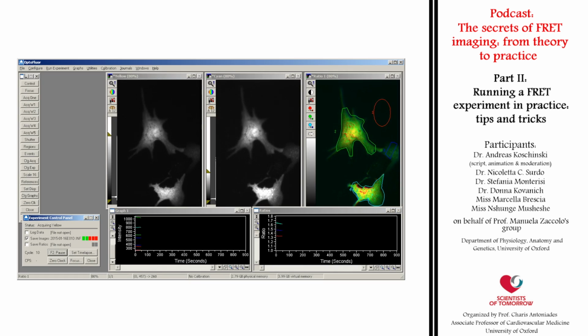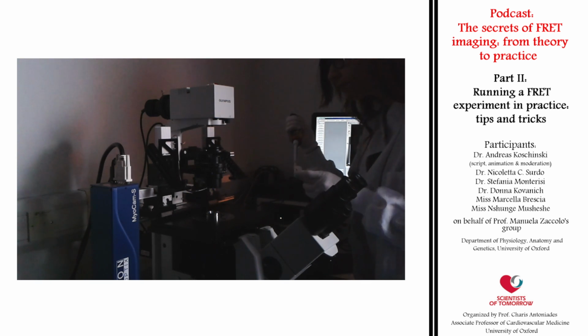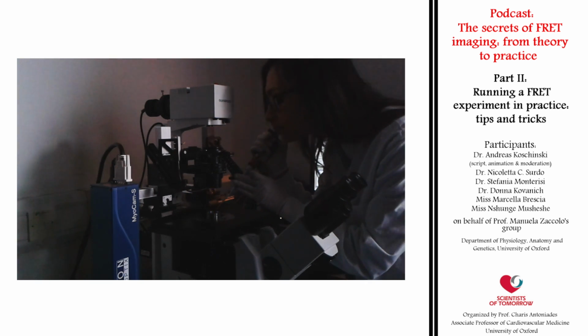Here you see the images of the cells she selected and the corresponding graphs of the emission intensities and the FRET ratio. Initially she waits some time until the signal gets to a stable baseline. Then she adds the stimulus. Here a mix of 25 micromolar forskolin and 100 micromolar IBMX to maximally elevate the intracellular cAMP concentration.